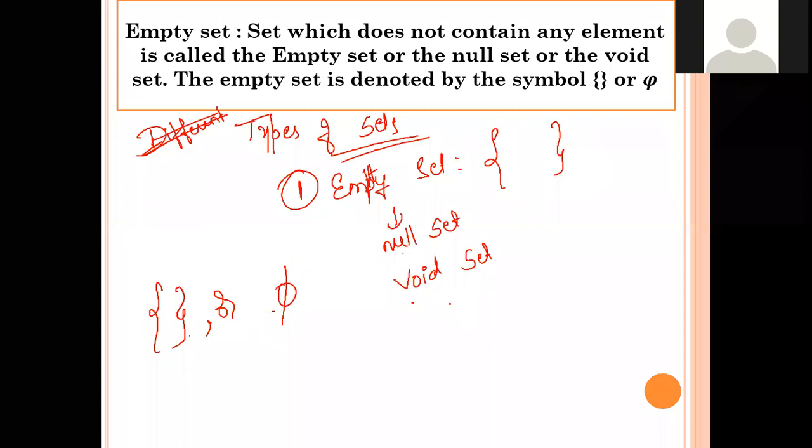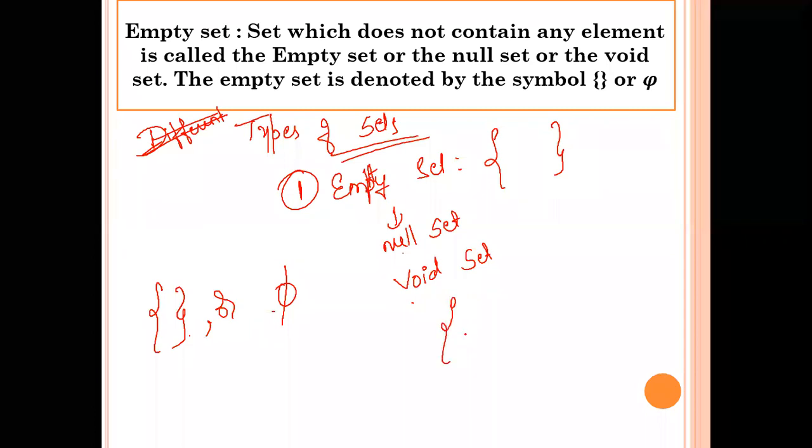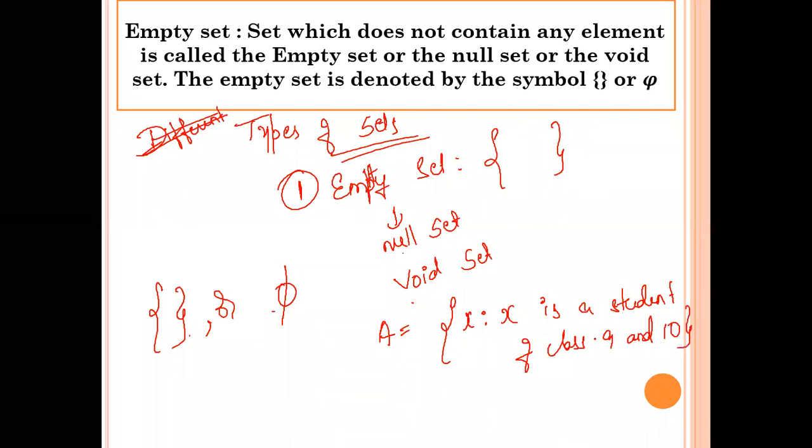So should I give one example? I'll give a mathematical example. Ambika has given a real life example: x is a student of class 9 and 10. It's not 'to 10', it is 'and 10'. Is there a chance that one student is a student of two classes at a time? Do we have that chance?